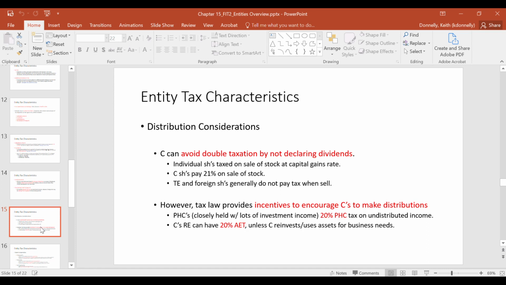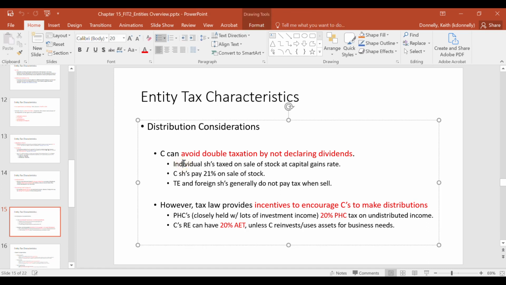And depending on who you are, right? If an individual sells their stock and they have a greater capital gains amount, they might have a greater tax liability. That's 0, 15, or 20. Corporations who are shareholders would pay 21%, and then same as before with tax exempt entities.